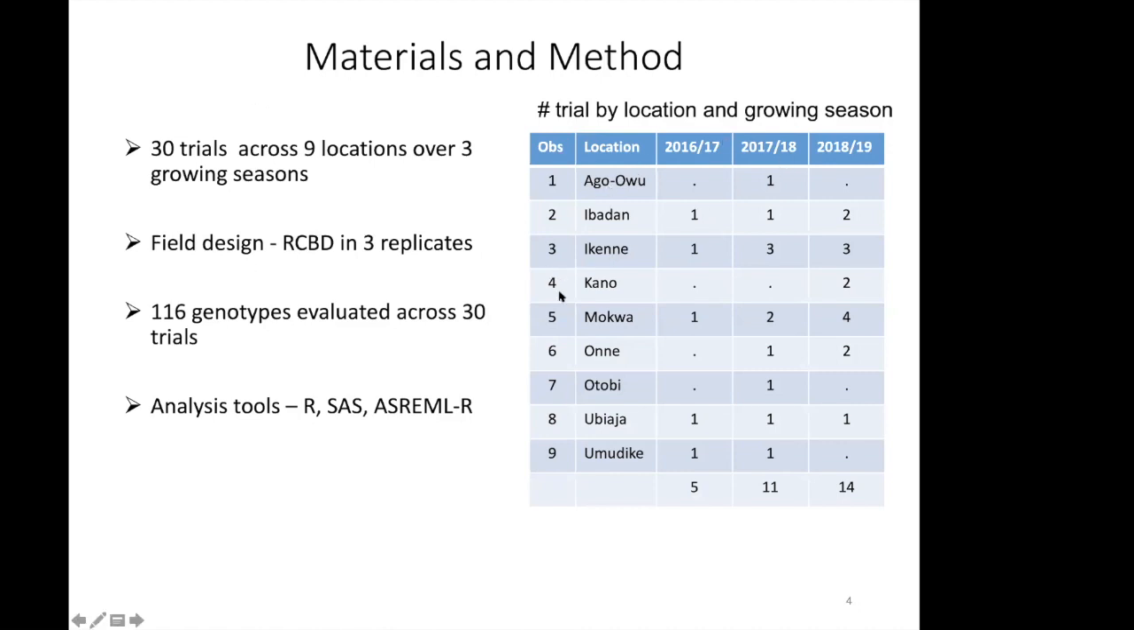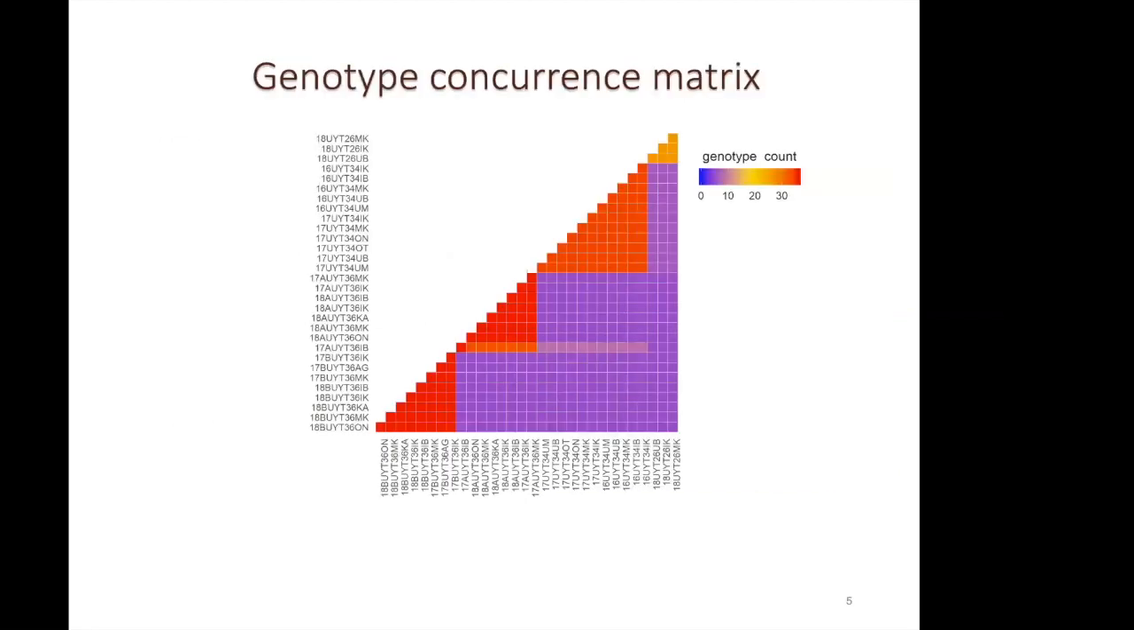As you can see from this table, it shows the number of trials for individual environments and across the growing seasons. And you can see that the data exhibit an unbalanced structure for the fact that the number of trials varies from one location to the other and from one growing season to the other.